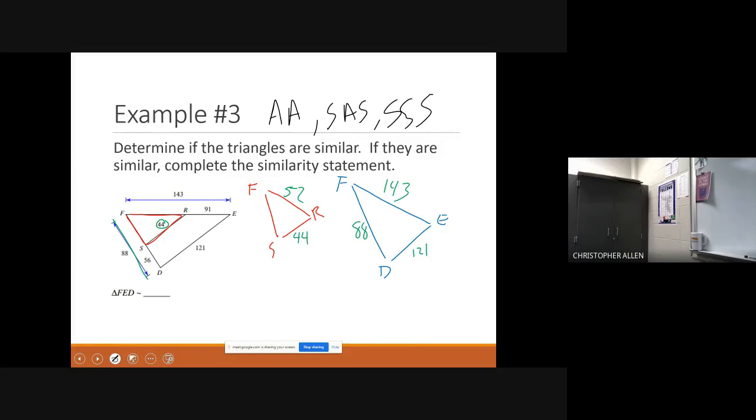Good job. Guys, we see that FE is 143. We see that RE is 91. So all I need to do to figure out FR is simply subtract. So if you take 143 minus 91, you'll get 52. By the way, this is by segment addition postulate. Similarly, we could subtract 56 from 88, and we'll get an answer of 32 for FS.